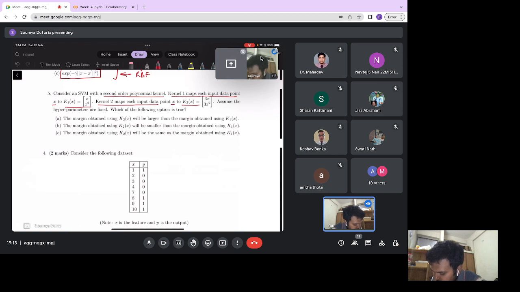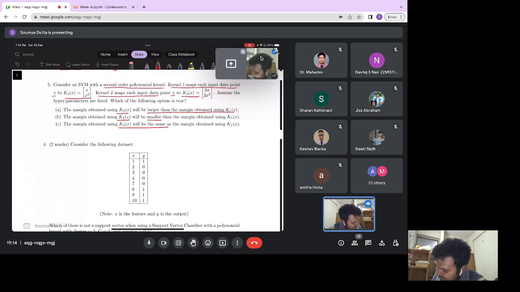The first one says the margin obtained using K2(x) will be larger than the margin obtained using K1(x). The second one says the margin obtained using K2(x) will be smaller, and the last one says they will be the same. What do you think? Which is the correct answer? Can one of you try? Okay, I'm not getting any response.